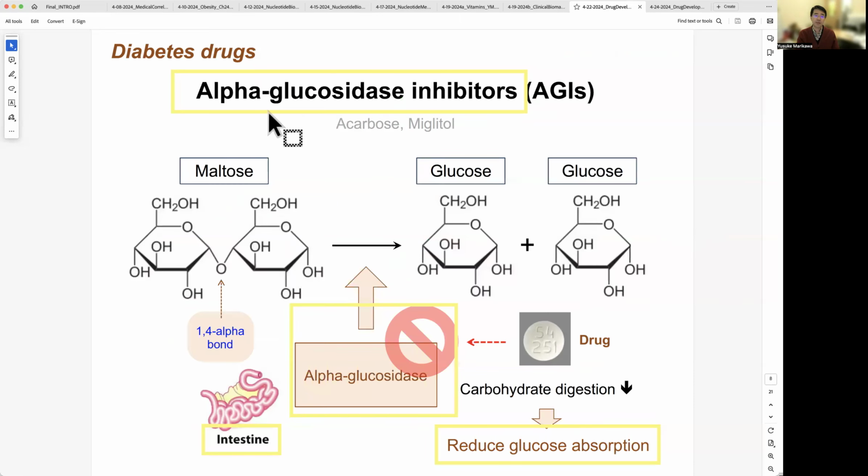And the third drug is alpha glucosidase inhibitors. It's basically preventing the digestion of this carbohydrate and reducing glucose absorption. They're blocking the split of this maltose into glucose. So there's less glucose in the intestine, so reduced glucose absorption.